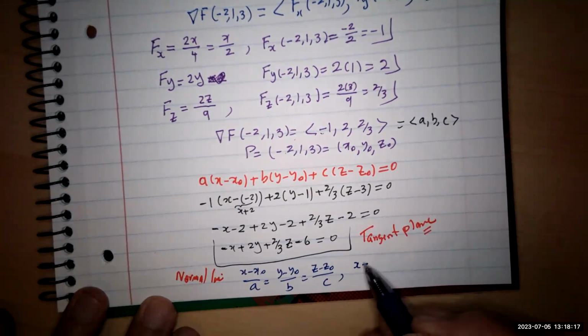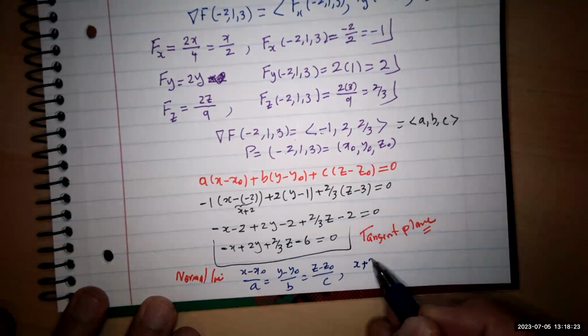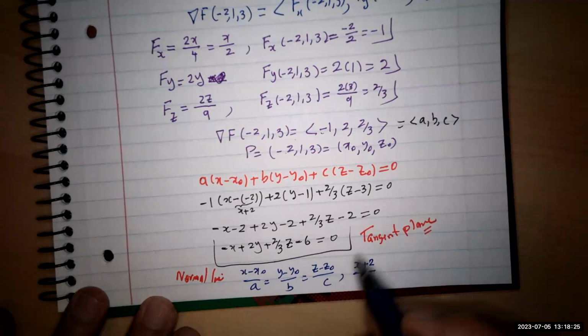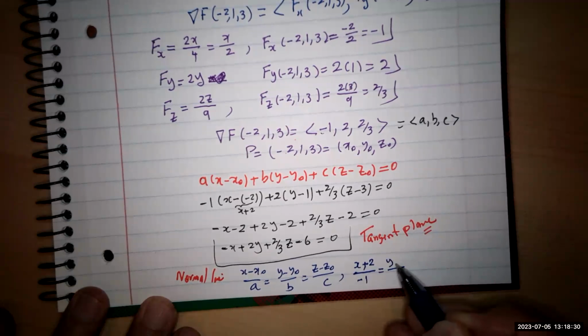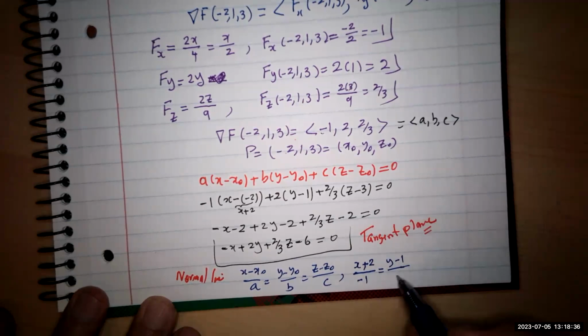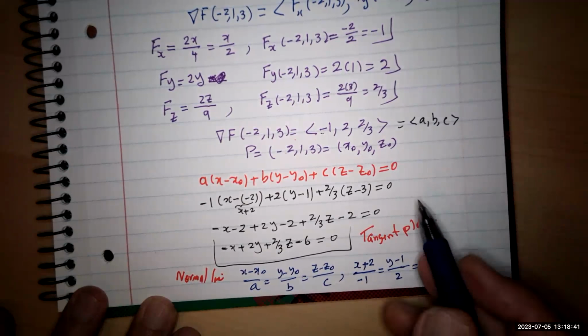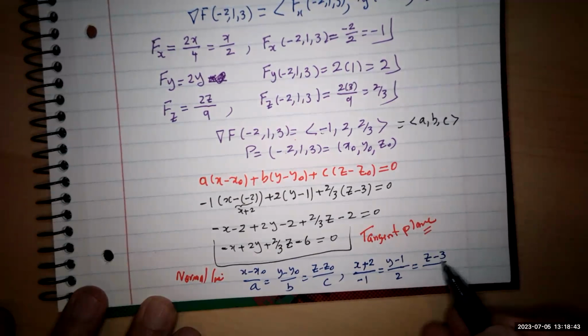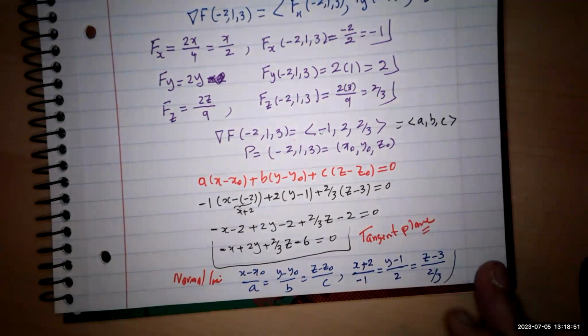So x minus x0, x plus 2, this is the one that you got over here, x plus 2 over a, which is negative 1, equal to y minus y0, which is y minus 1, over b, which is 2, is equal to z minus z0, which is 3, over c, which is 2/3. So that gives you the symmetric equation of that line, and then you're done.